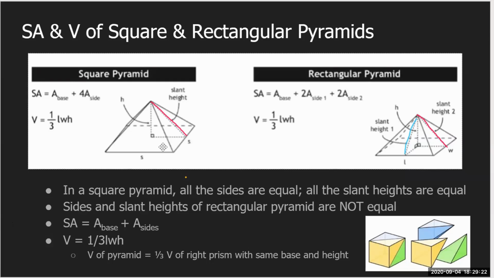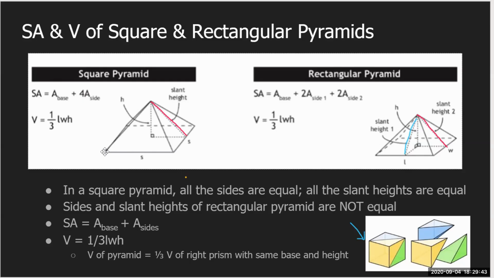Yes, the surface area is just the base plus the four sides. Now for the volume of the pyramid, imagine a cube with the same dimensions as the pyramid, but the pyramid is a third of the cube's volume. Now, if you want to see proof, you can try it at home.